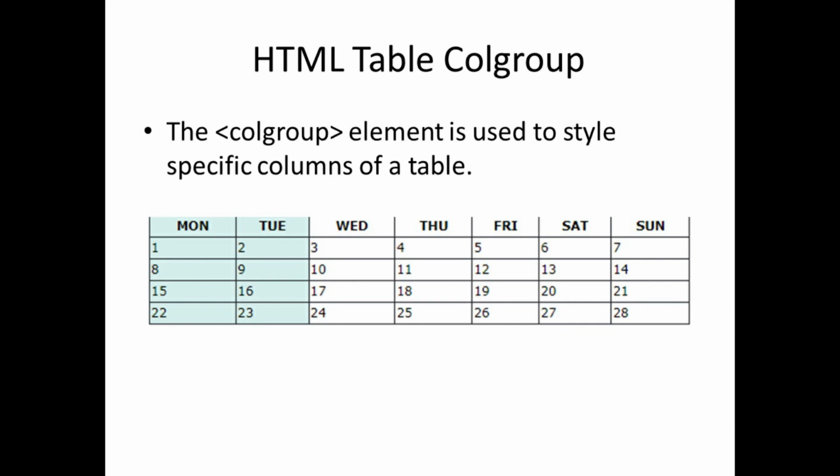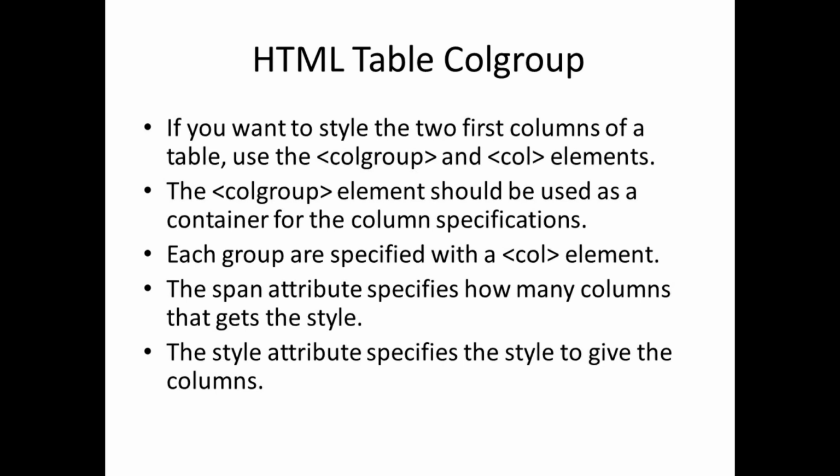HTML table colgroup. The colgroup element is used to style specific columns of a table. If you want to style the first 2 columns of a table, use the colgroup and COL elements. The colgroup element should be used as a container for the column specifications. Each group is specified with a COL element. The span attribute specifies how many columns get the style. The style attribute specifies the style to give the columns.